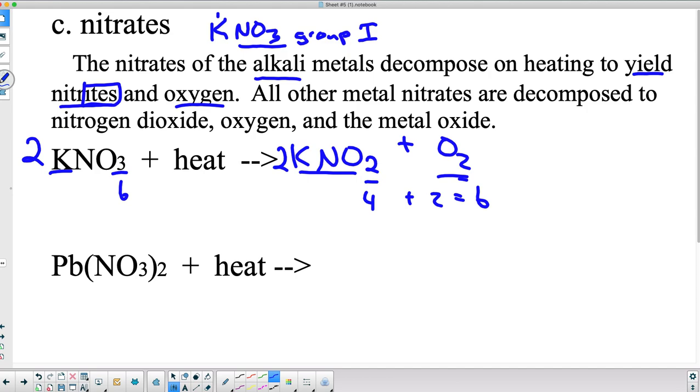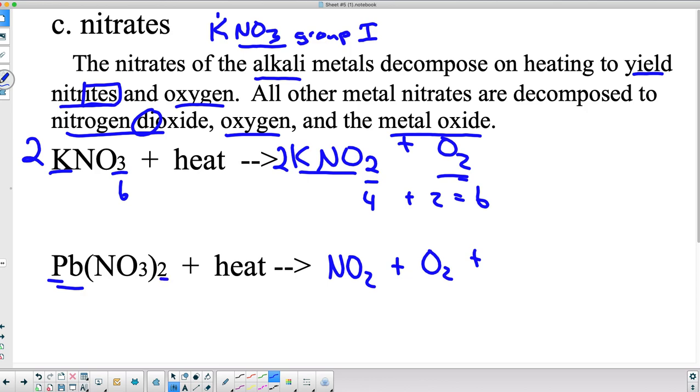Well, what happens if you don't have an alkali metal? What happens if it's not a group 1 metal? Well, all other metal nitrates decompose to give us nitrogen dioxide, oxygen, and metal oxide. That's 3 products. So let's start off with the first one. This is lead. Lead is not an alkali metal, so I'm going to write down NO2, that's nitrogen dioxide, there's the di part, 1 nitrogen, 2 oxygens, plus oxygen is O2, like that, plus the metal oxide. Now the metal is always the 1 in the beginning, so that's lead.